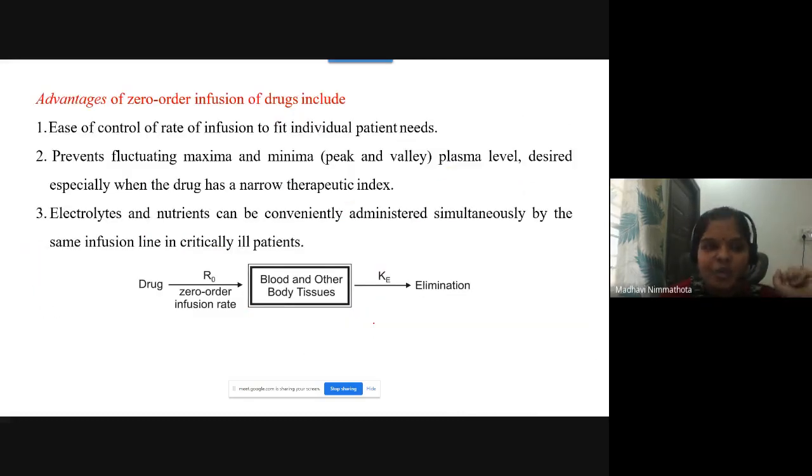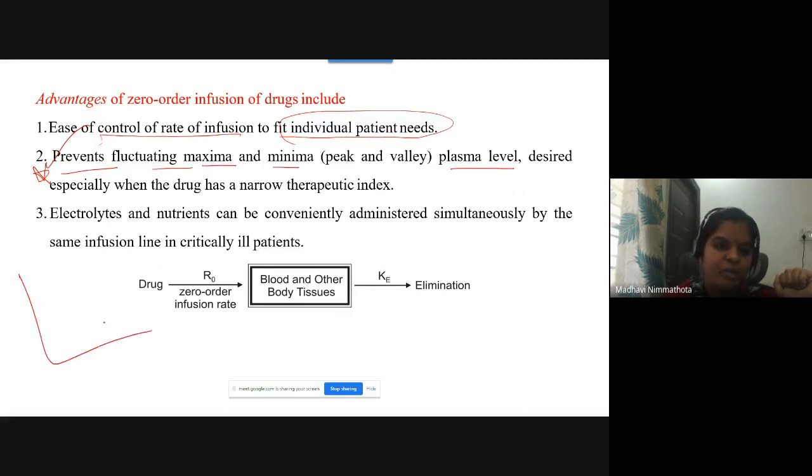What are the advantages of zero order infusion of drugs? Ease of control of the rate of infusion, and it can be fitted to individual patient needs. And this is the most important point: it prevents fluctuating maxima and minima plasma levels. Do you remember this graph? This is the minimum effective concentration and this is the maximum safe concentration. Time versus plasma drug concentration, right?